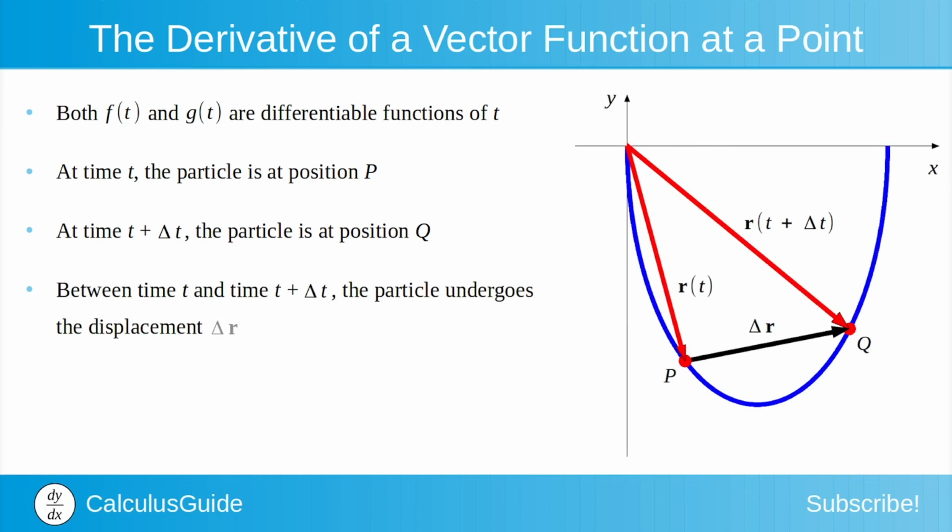Between time t and time t plus delta t, the particle undergoes the displacement delta r. Delta r is a displacement vector, which is now shown to the right. The displacement vector delta r is the directed line segment PQ. The sum of the position vector r of t and the displacement vector delta r is equal to the position vector r of t plus delta t.